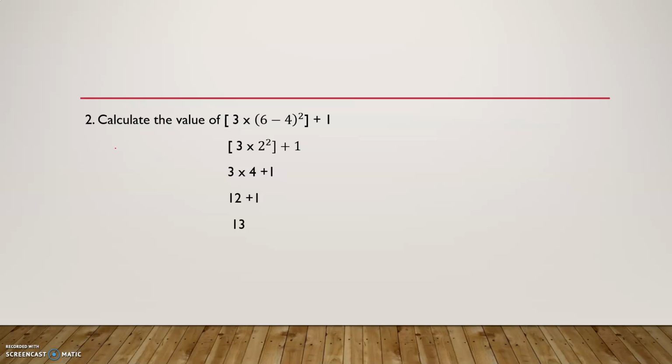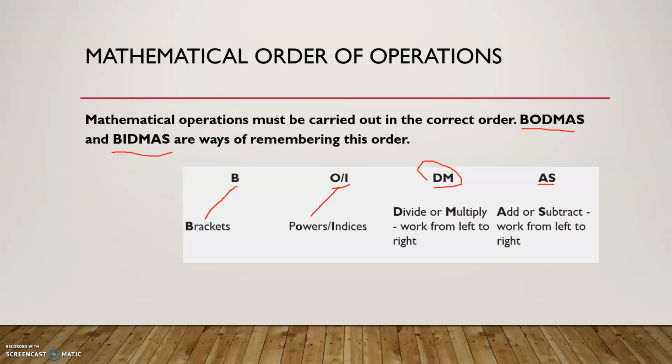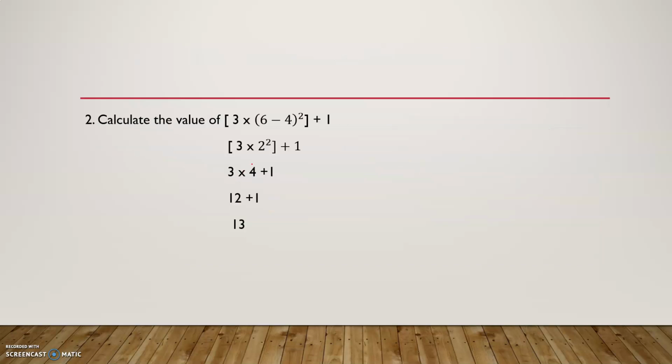Moving on to the next example, it says calculate the value of: we have two sets of brackets, an outer bracket and an inner bracket. The outer bracket contains 3 times 6 minus 4 whole squared, and then we finish with the outer bracket plus 1. Again, we follow the BODMAS rule. So we look for either brackets or indices, whatever operation comes first. In this example we have two sets of brackets. However, we have to work out the inner bracket first, and then the outer bracket.